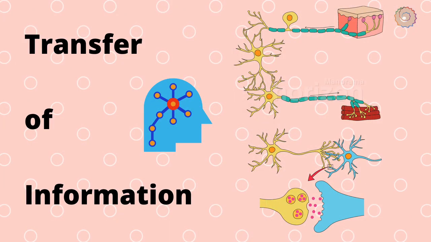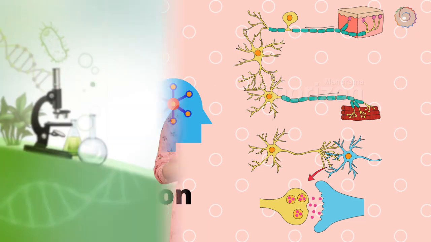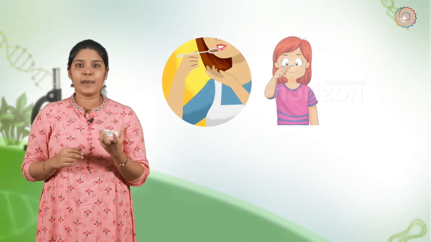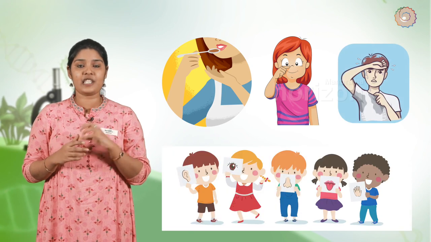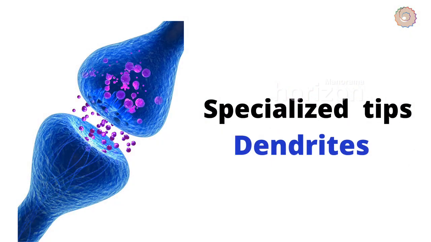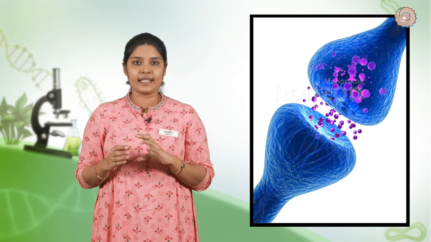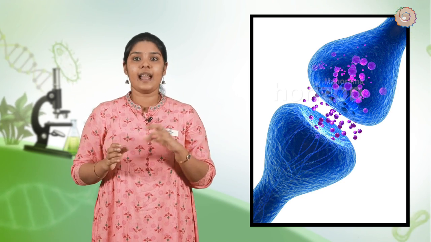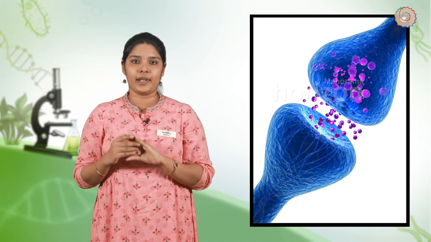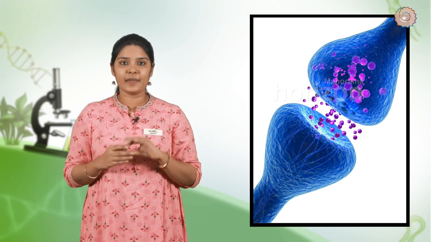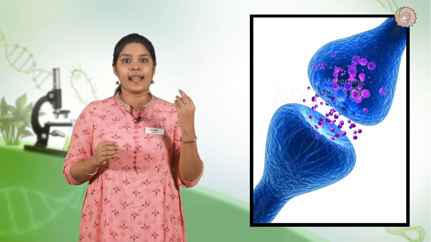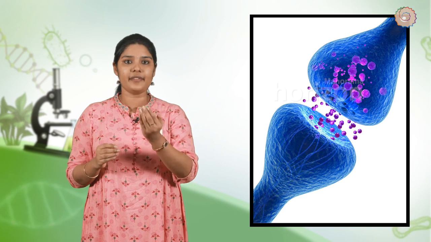Now that we know the structure of neuron, let's see how it helps in the transfer of information from one part of the body to other parts. External stimuli such as taste, smell and heat are detected by specialized tips called dendrites of receptor cells. The information received by dendrites sets off a chemical reaction that creates an electrical impulse. The impulse travels from the dendrite to the cell body and then along the axon to the nerve ending.